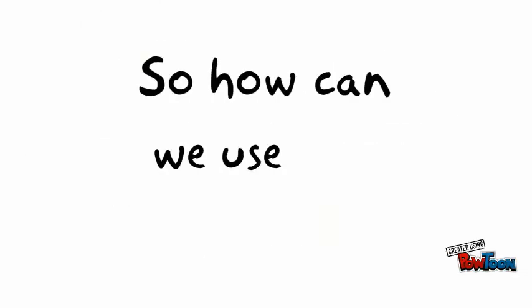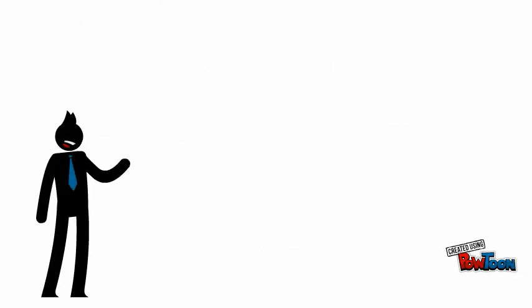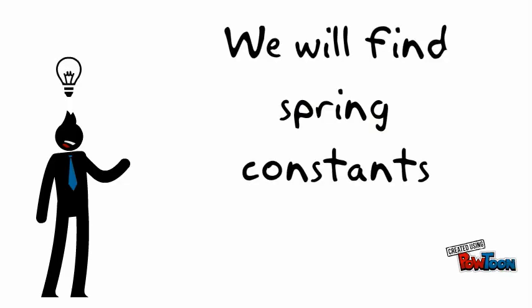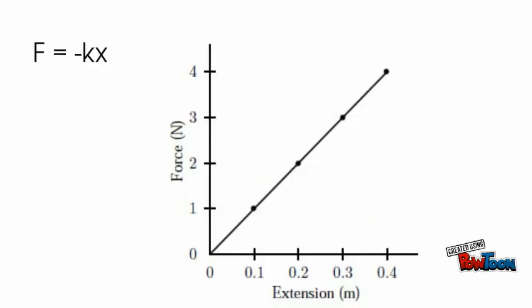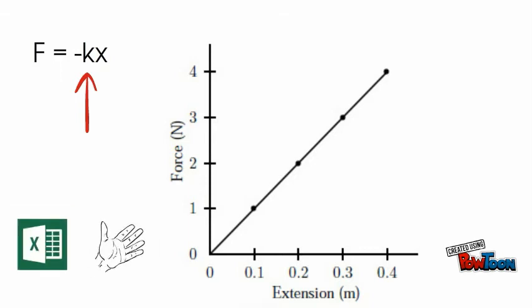So how can we use this in lab? We will find spring constants. To find the spring constant of a spring, Hooke's law can be used. Measuring the stretch of a spring at a variety of forces and plotting the points, a linear relationship can be seen. According to the equation F equals negative kx, the spring constant k will be the slope of the line. This slope can be found using a computer application such as Excel, or by graphing by hand and finding the slope using 2 points.